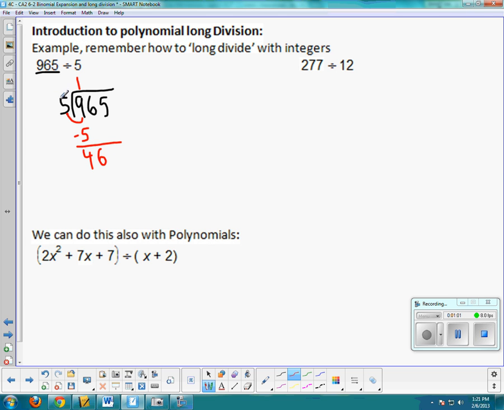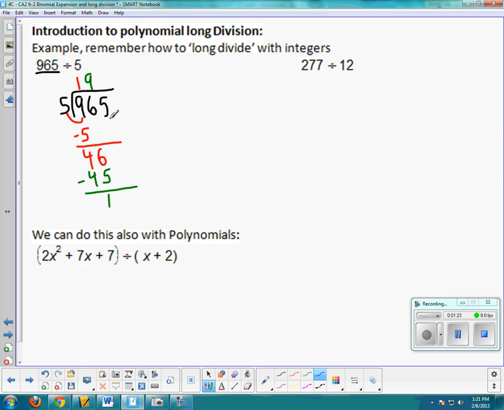Now we would bring down the 6 that was already there. And now we would say, all right, how many times does 5 go into 46? It goes in there 9 times. Then we take the 9 up top and multiply by the 5, and you would get 45. Once again, we would subtract, and 46 minus 45 is 1.